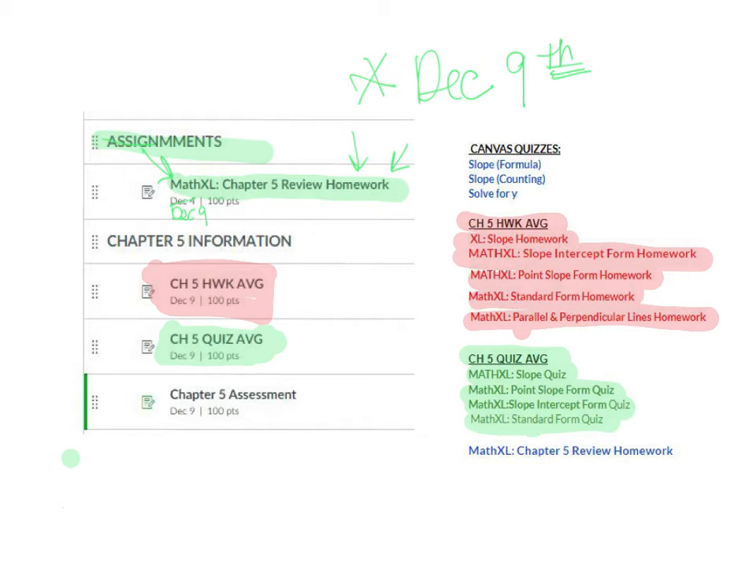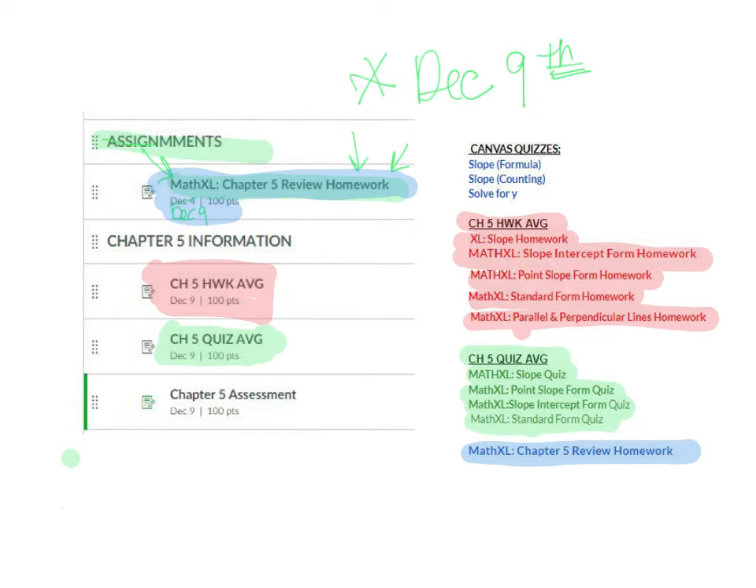Now, we do have 2 standalone scores, and those standalone scores are kind of important. One is this Chapter 5 review homework, which is what you are being assigned today. Okay, that's this assignment right here, also due December 9th at midnight. We leave that as a standalone homework because that Chapter 5 review looks so similar to the Chapter 5 assessment. And so I want you to spend some time going through that, making sure that you really understand those problems.